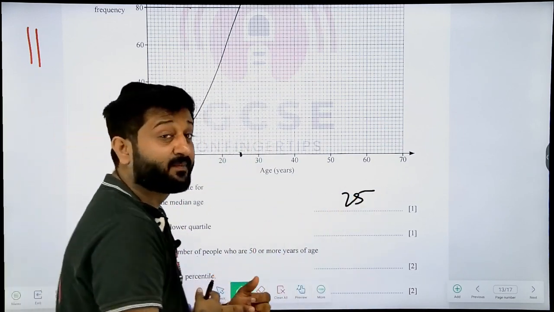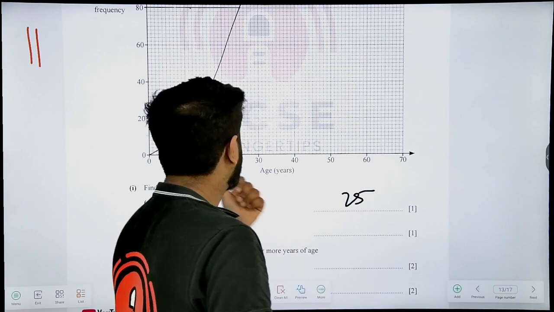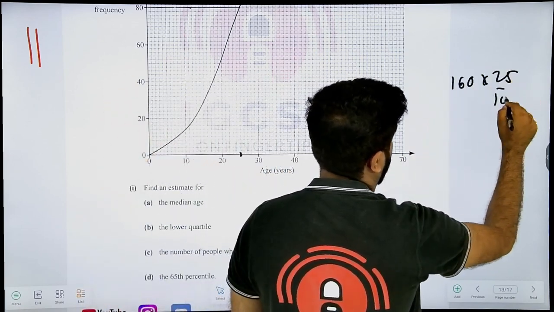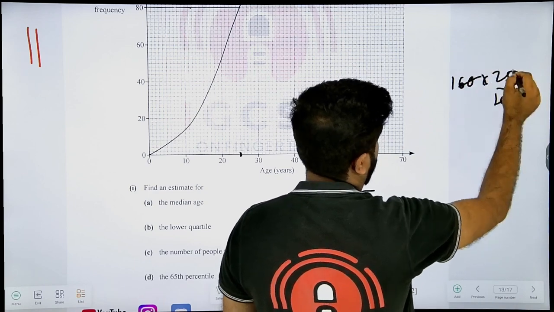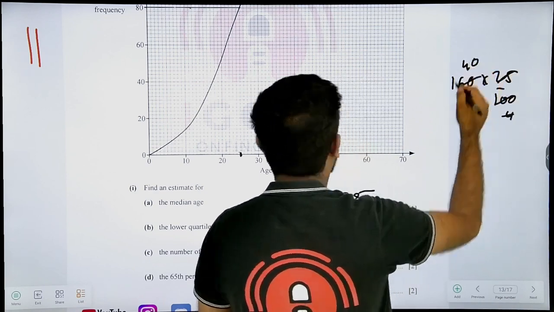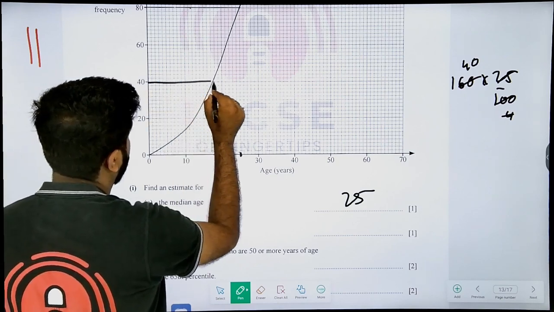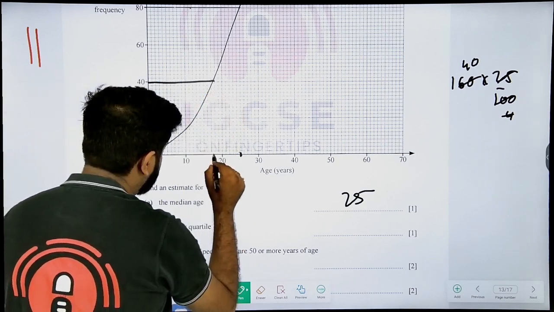Lower quartile means 25th percentile. So 25th percentile of 160. So 160 times 25 over 100. Right, 4 ones are 4, 4 fours are 40. So at 40, I'll have to draw a line over here, and I'll see where this intersects.